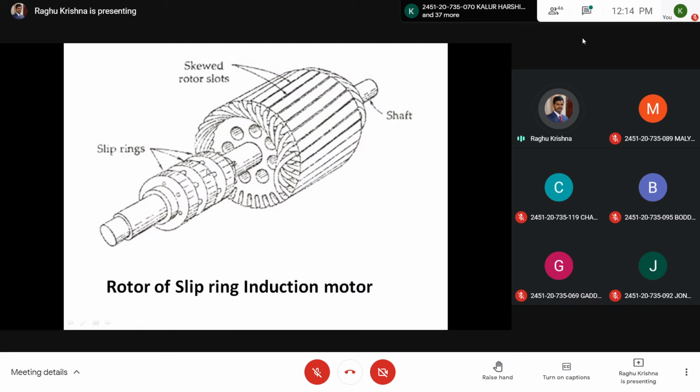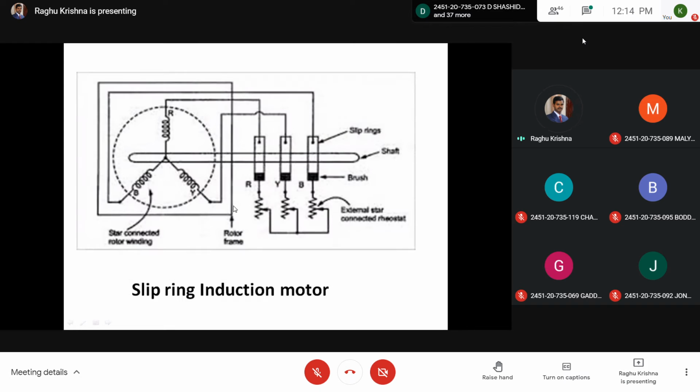Here you can see the slip rings. Slip rings are mounted on the shaft of the rotor. When the rotor rotates, the slip rings also rotate. The brushes will rest on these slip rings. This part is not shown. Up to the slip rings only it is shown in this diagram.